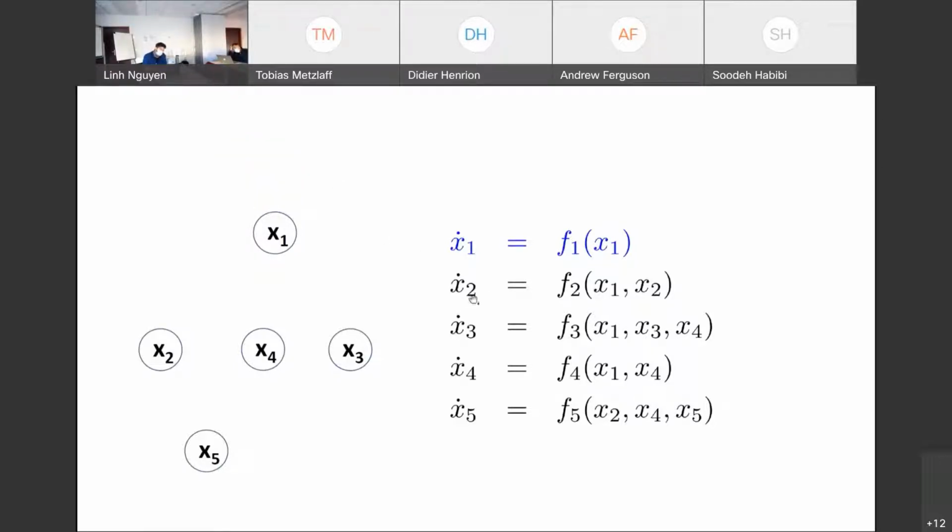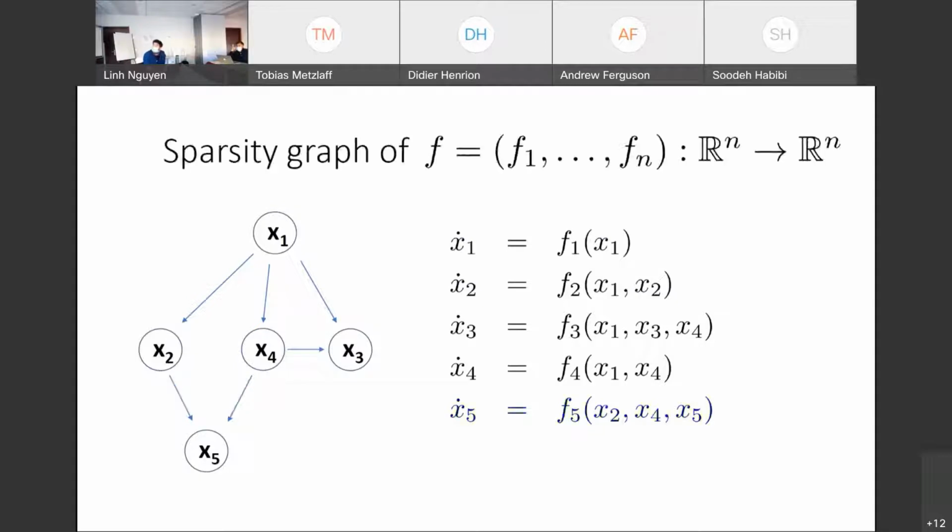But for x2, something different happens. The dynamics of x2 depends on x1. That means we draw an edge from x1 to x2. Such an edge means x2 depends on x1. And similarly for x3, we see x3 depends on x1, so there should be an edge here. It also depends on x4, so there should be an edge here. And this is exactly what happens. If we continue this, we get a graph that looks like this. This is what we call the sparsity graph of our function, and this will be the main object we'll use to identify subsystems.